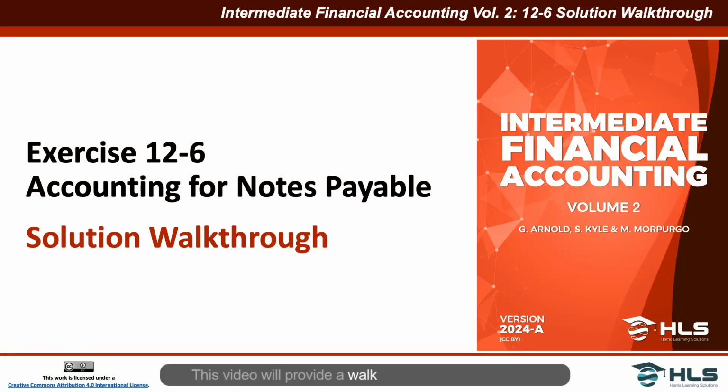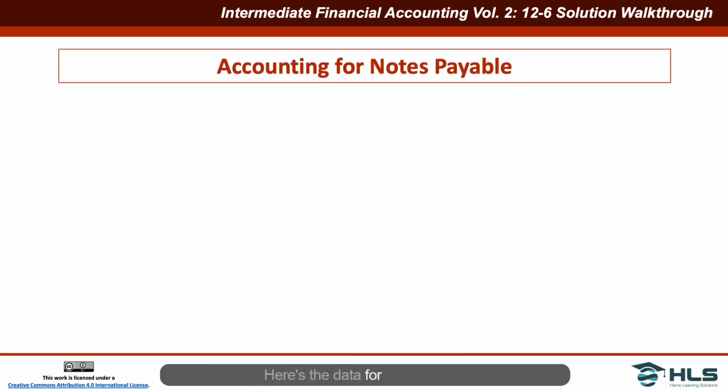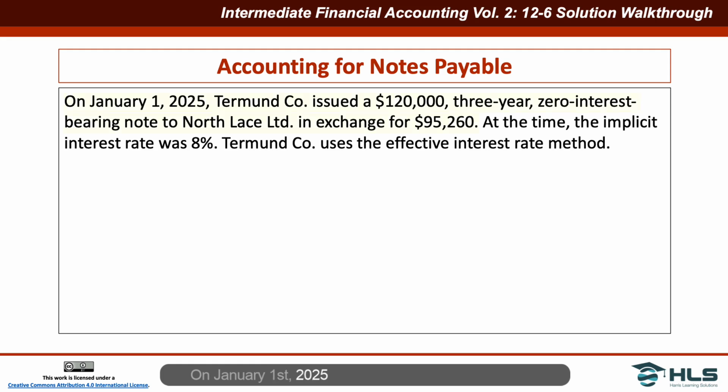This video will provide a walkthrough to the solution of exercise 12.6, which focuses on accounting for notes payable. Here's the data for our problem. On January 1st, 2025, Term & Co. issued a $120,000 3-year 0% interest-bearing note to Northlace Limited in exchange for $95,260. At the time, the implicit rate of interest was 8%, and Term & uses the effective interest rate method.